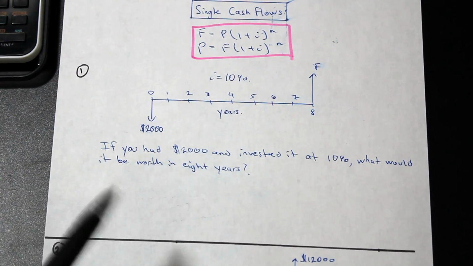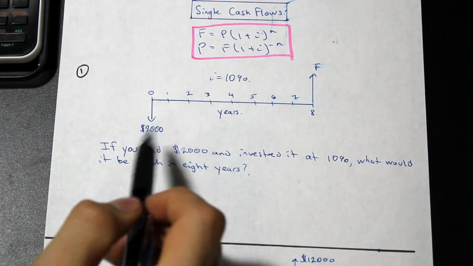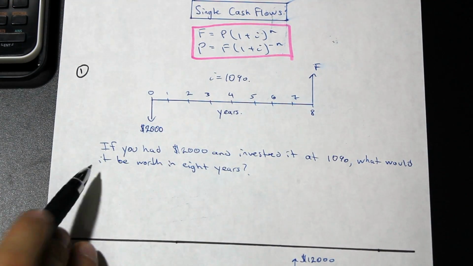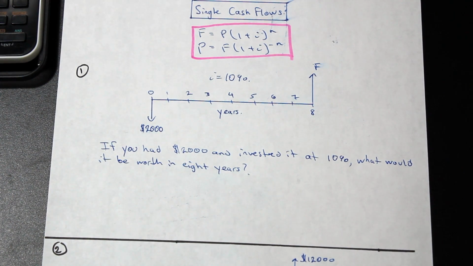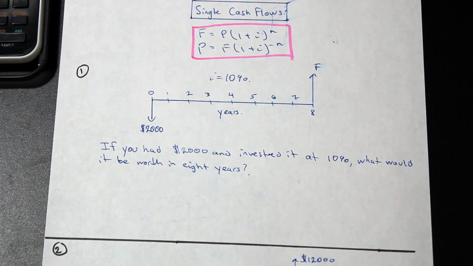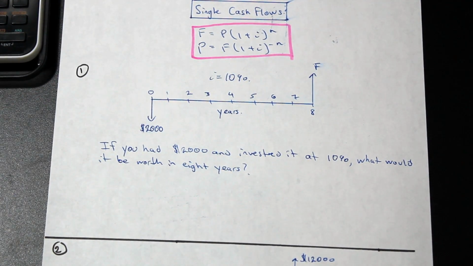So let's get started. We have a cash flow diagram below, and let's read the question first. If you had $2,000 and invested it at 10%, what would it be worth in 8 years? Really, really simple. I'm going to show you two ways to solve this, and you need to be familiar with both. So let's take a look.